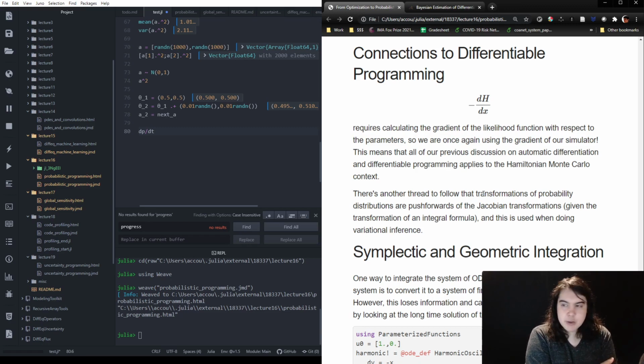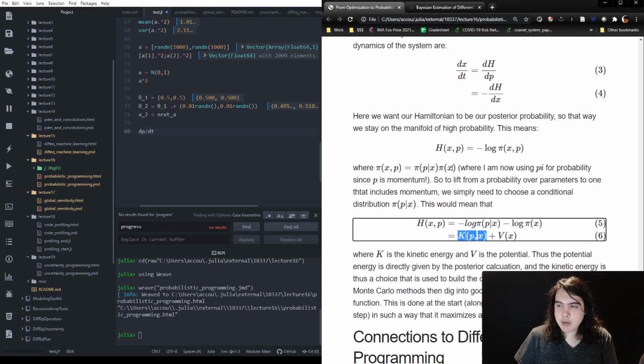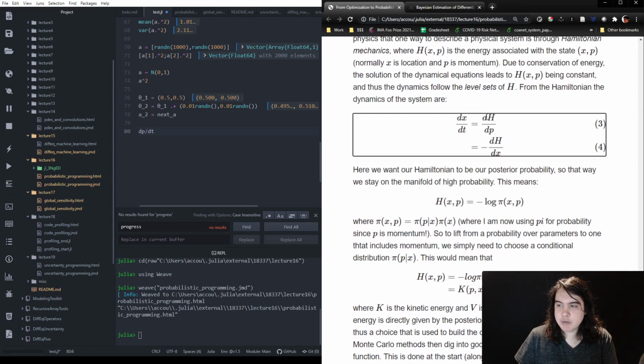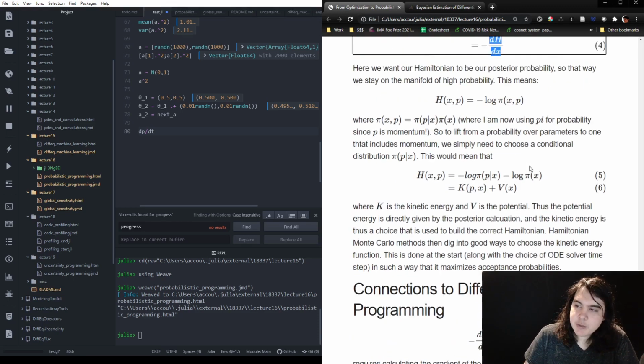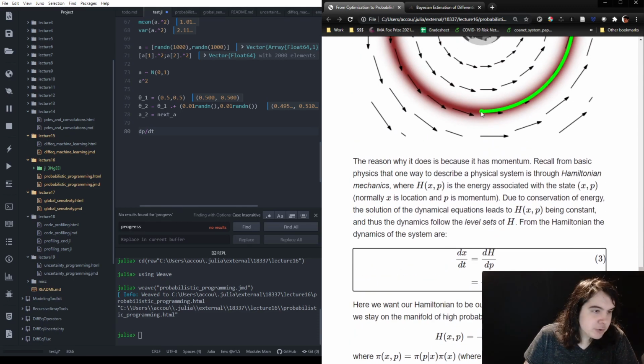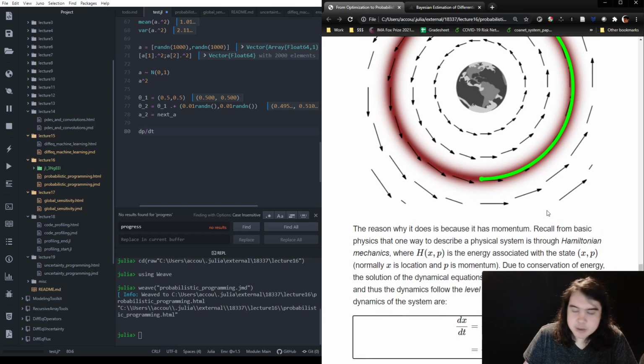So, okay, once we have the system, dx/dt equals dH/dp, and dp/dt equals minus dH/dx, right? There's one last detail. If we had a point on here and a differential equation that told us how to move along this line, how would you actually solve the differential equation such that you'd stay on this line?